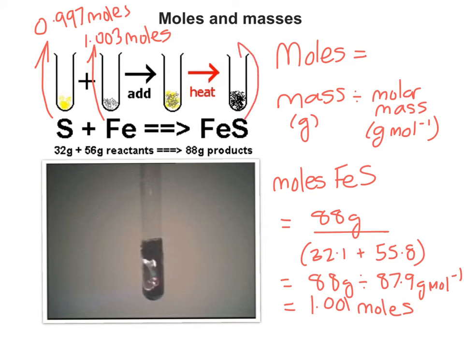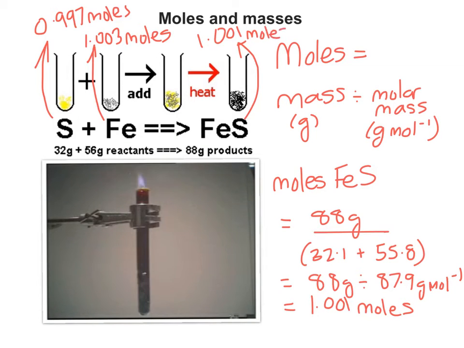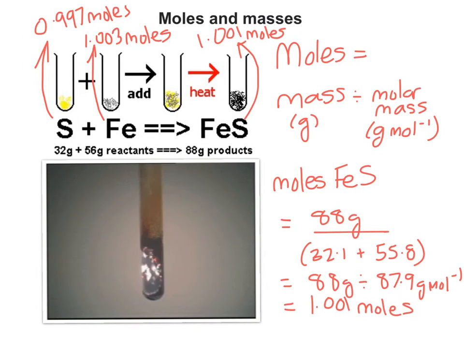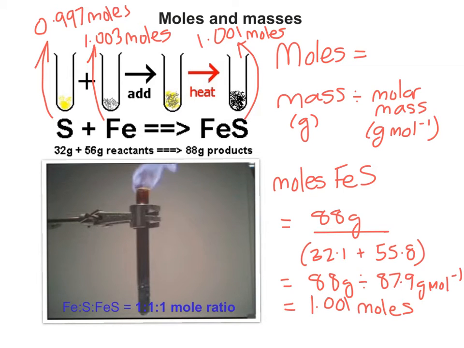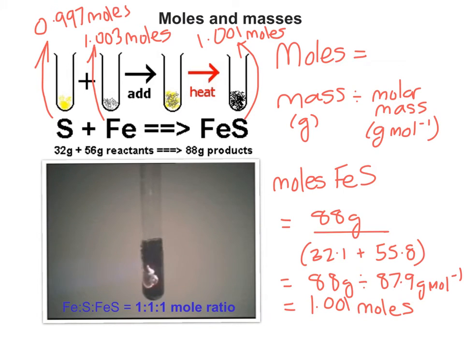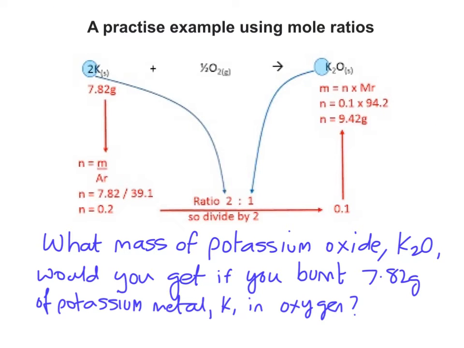So I can write that in up here. So we can say that the mole ratio of iron to sulfur to iron sulfide is 1 to 1 to 1, because the masses have helped us prove it. So let's look at an example question that gets you to use this mole ratios idea. It says, what mass of potassium oxide, K2O, would you get if you burnt 7.82 grams of potassium metal, K, in oxygen?